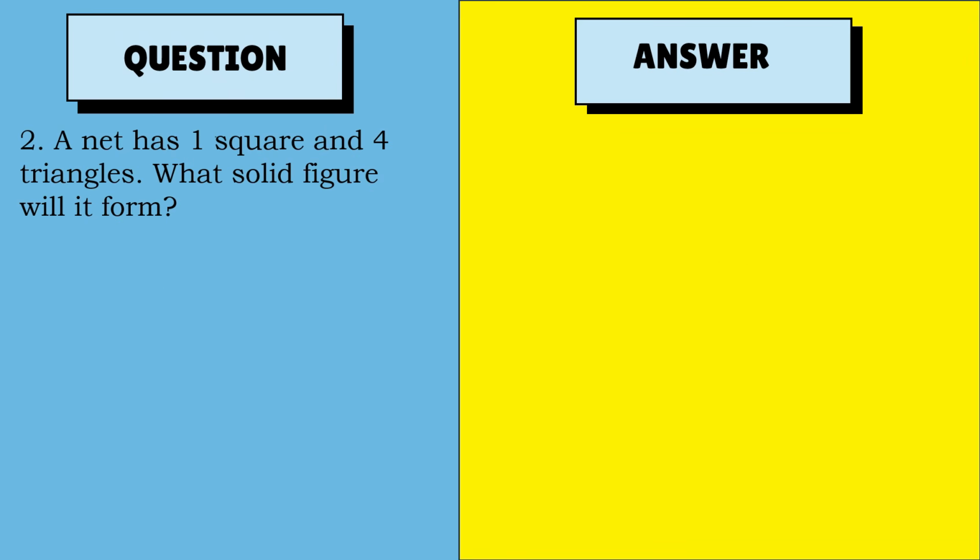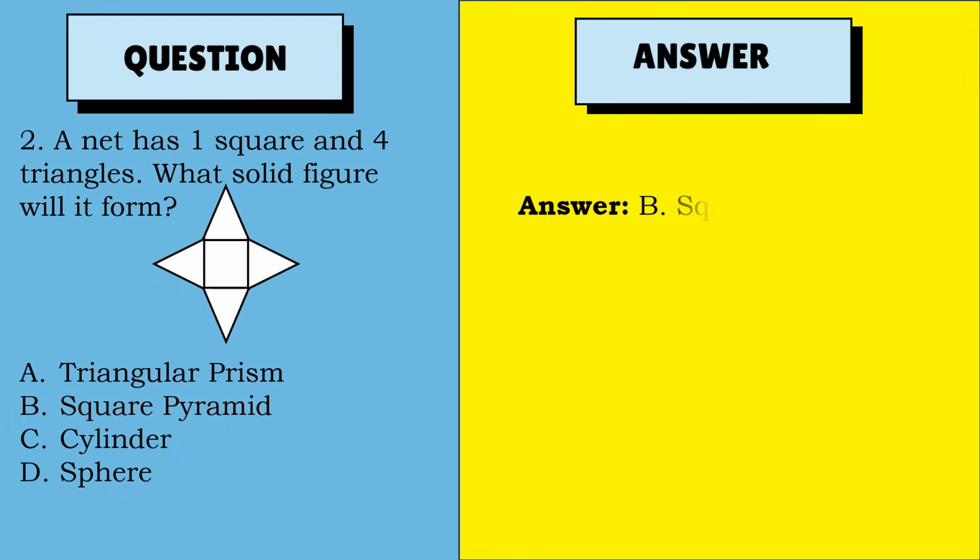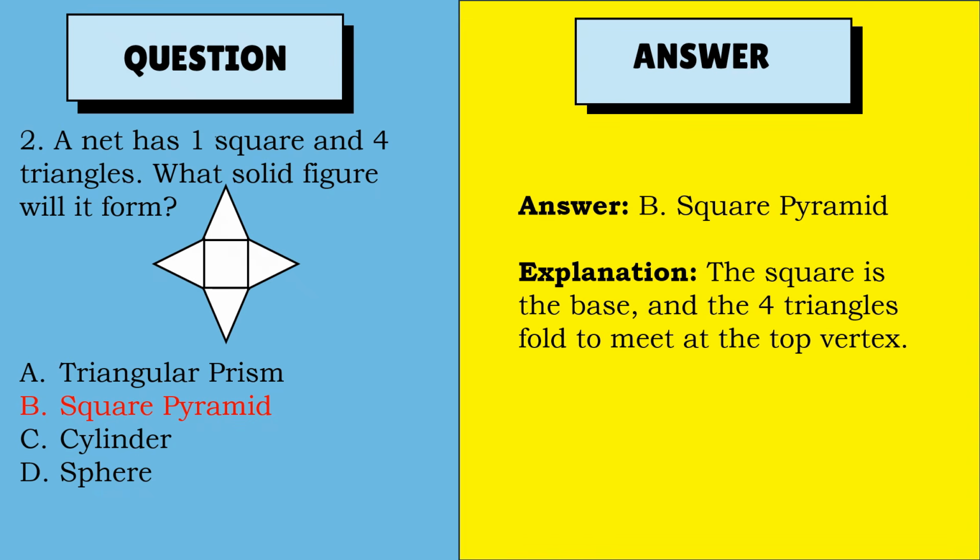Next question. A net has 1 square and 4 triangles. What solid figure will it form? A. Triangular prism, B. Square pyramid, C. Cylinder, D. Sphere. What do you think the answer is? Alright, the correct answer is letter B, square pyramid. The square is the base, and the 4 triangles fold to meet at the top vertex.